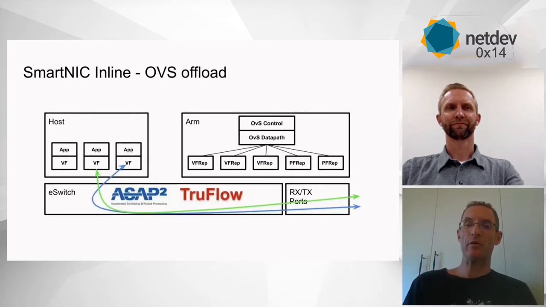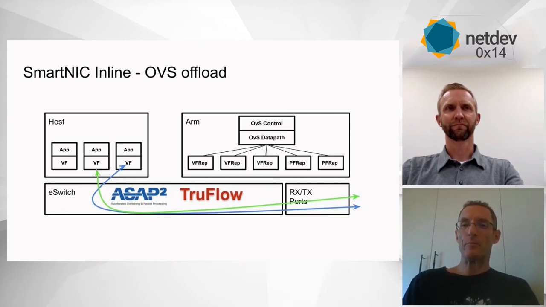If we go to the inline model, this is something that is maybe more natural to the NetDev crowd, but this time the OVS offload is programmed from the SmartNIC. So we have OVS with the representor architecture, and both companies, like Broadcom, have TrueFlow, and Mellanox rebranded it ASAP, but both these products or brands, if you like, are based on the concept of offloading OVS in a very similar manner to how you would do it on the host, but doing it on the ARM, because the ARM is managing the eSwitch.